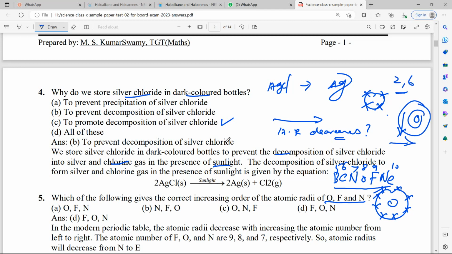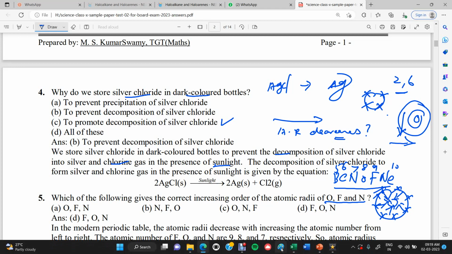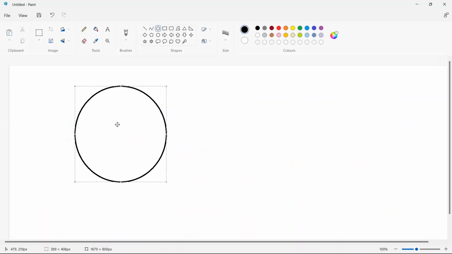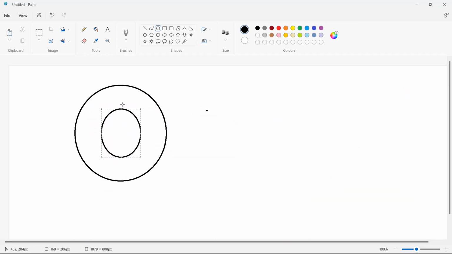Now, what happens when the electrons are added in the same shell? The nuclear charge increases. Do you know what the nuclear charge is? It is the inward pull: the nucleus has an attraction towards the electrons. So that is called the nuclear charge. Let me take a new page and I'll explain this. So this is a shell, and this is another shell. This first shell, this is the second shell.